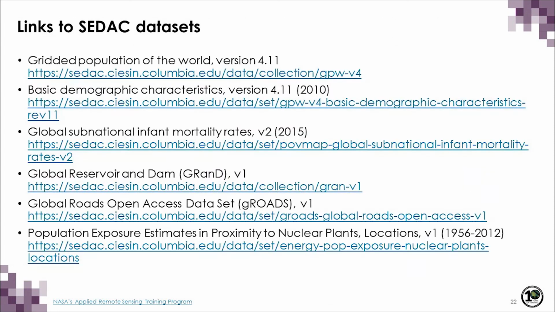These are the links to the databases described so far. Gridded Population of the World version 4.11, Basic Demographic Characteristics version 4.11, Global Subnational Infant Mortality Rates version 2, 2015, Global Reservoir and Dam dataset version 1, Global Roads Open Access Dataset GRIP-ROADS version 1, and Population Exposure Estimates in Proximity to Nuclear Plants version 1.